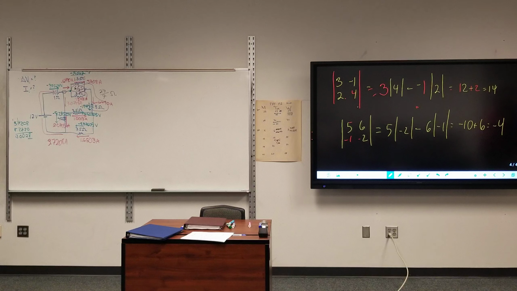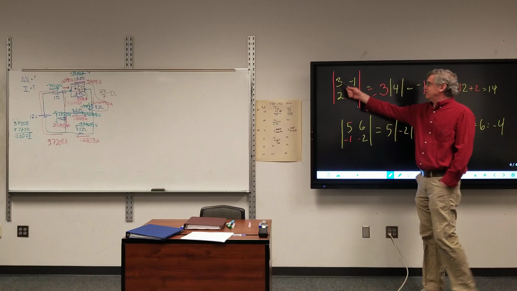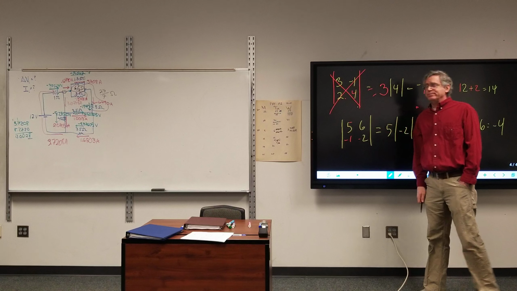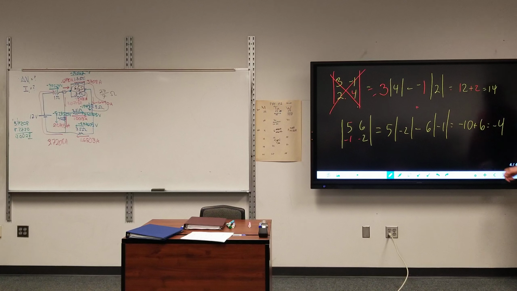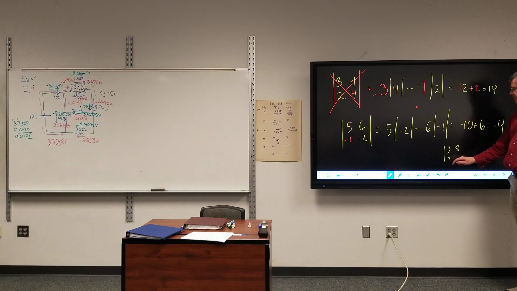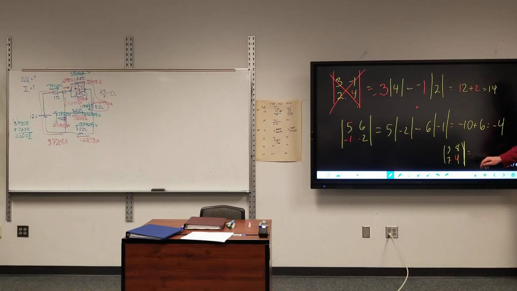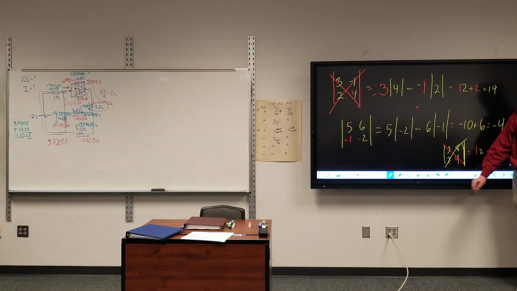In essence, the 2 by 2 determinant is that minus that. So if I have 3, 8, 7, 4, that's going to be 12 minus 56, negative 44. What happens when you have a box with more than just 2 by 2?